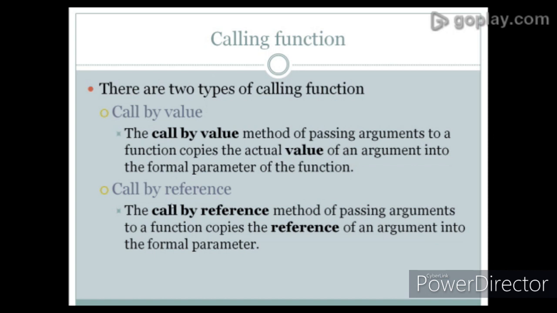But in the call by reference method, what we are doing is, the call by reference method of passing arguments to a function copies the reference of an argument into the formal parameter. We are just going to refer to the actual value, that is, we are just going to pass the address of the value you have stored. You may find it difficult to understand, but once we see it in a program, we will understand it. So let us go to that.